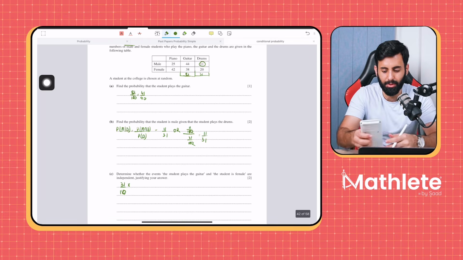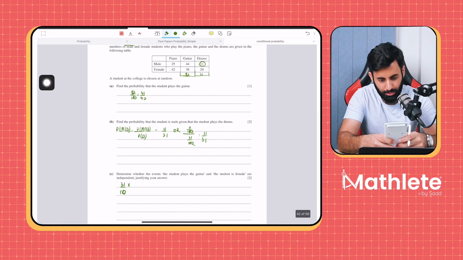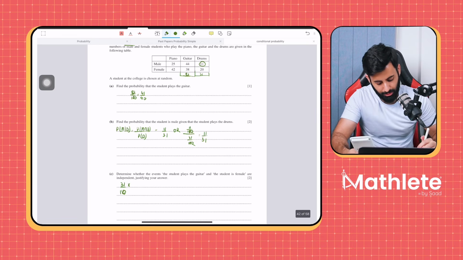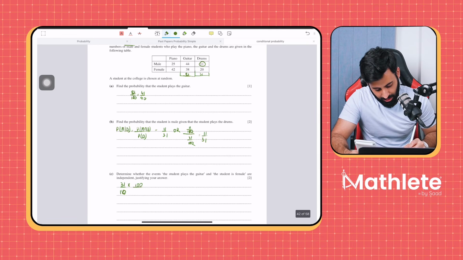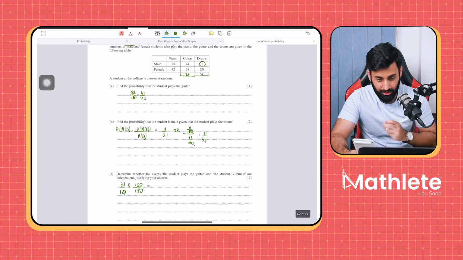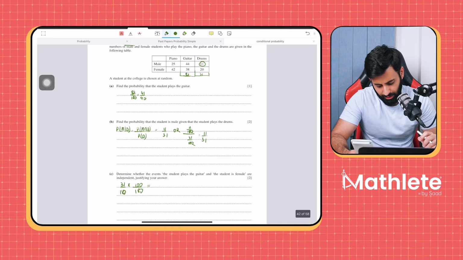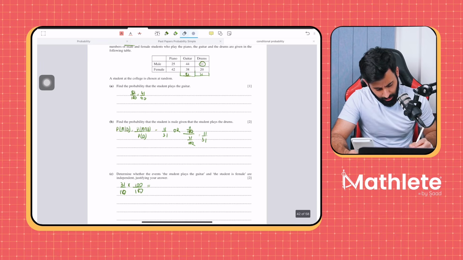So, what's the number of female students? 42 plus 38 plus 20. So, the probability that the student is female is 100 upon 180. If this is equal to both the events occurring together, 82. No, that's not 82. 42 plus 38 plus 20. 82 students play the guitar. Oh, okay, yeah. I don't know where 31 came from. Sorry, 82 students play the guitar.